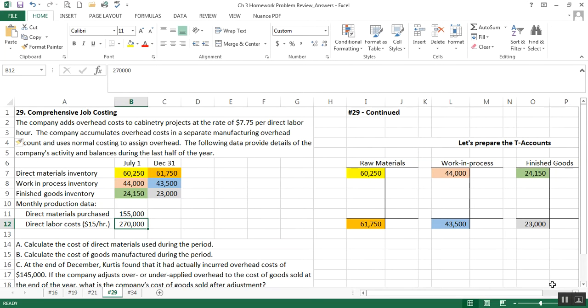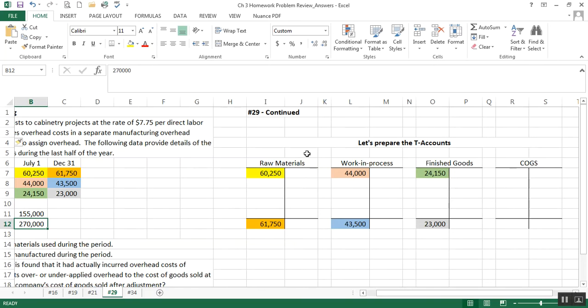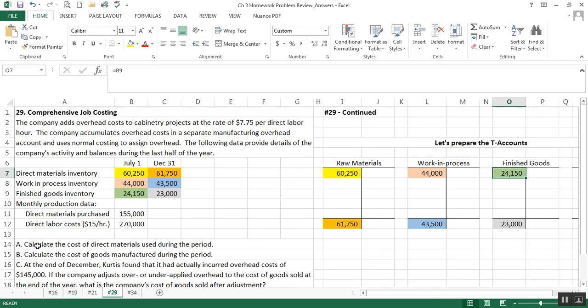I've taken the liberty to go ahead and prepare some T accounts here for us to look at. So we have raw materials, and you can see that I've color-coded beginning and ending, work in process, beginning and ending, and finished goods, beginning and ending. So let's go back to the problem. It's asking us to calculate the cost of direct materials used during the period. So in order to do that, we would look at our raw materials account. We know that we have beginning and ending inventory, and we also know that we purchased $155,000.